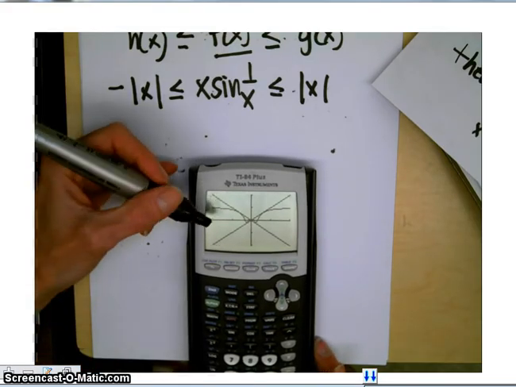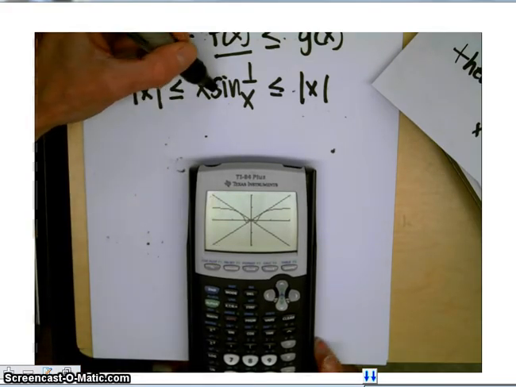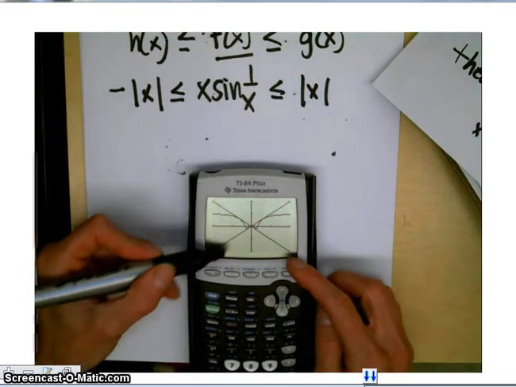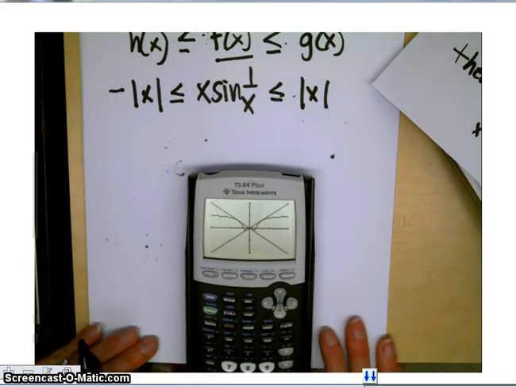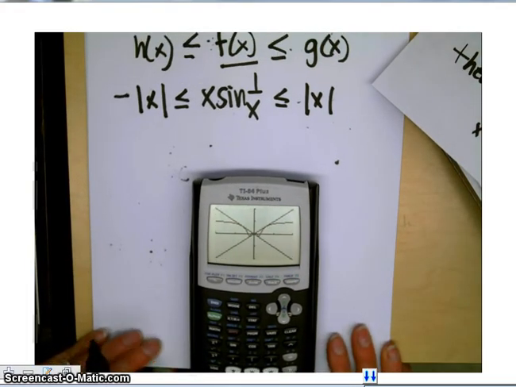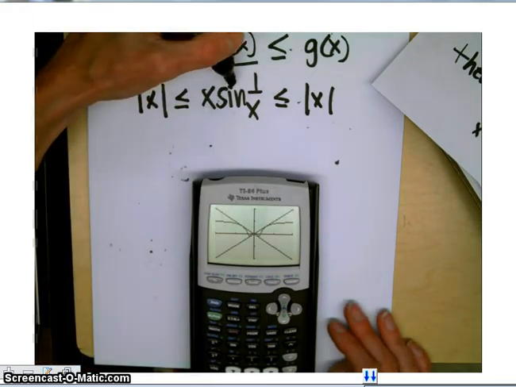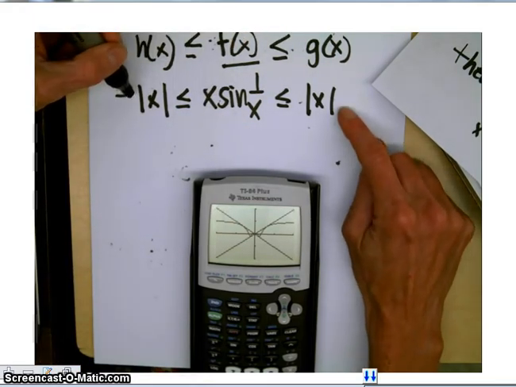again, I've graphed this function in the middle, and then I have these two functions. This is the negative absolute value of x, which you should have known what that looked like. It's a v going down. The positive absolute value of x is the v going up. Would you agree that this function's graph is squeezed right in the middle of those two?